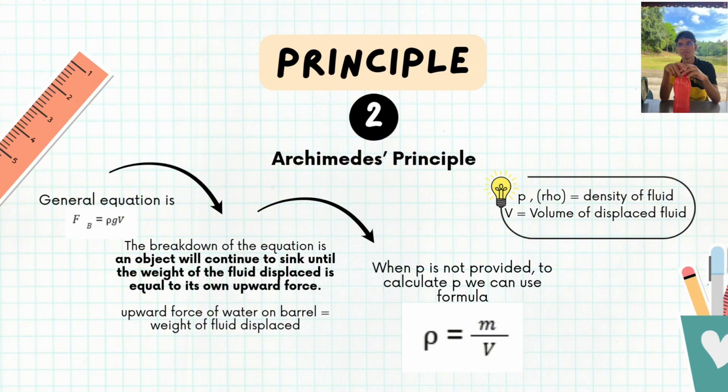In the question, sometimes they're not giving the density rho of the fluid. If they're not given the rho, we can find it using the rho equals m over v formula. As you can see here, that one is not p. It is a Greek symbol called rho, which is the density of fluid, and v is the volume of displaced fluid. We move to application of Newton's second law and Archimedes principle.